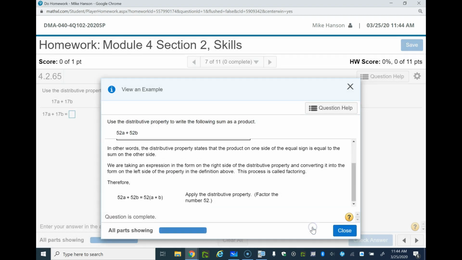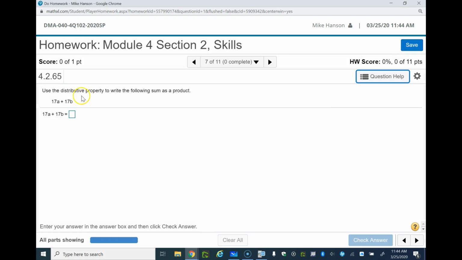So if I want to go backwards, if I have 52A plus 52B, if I actually take it out and put it back on the outside, do you agree that both of these equal each other? So if I distribute this inside, it's going to look like this. If I take the 52 out of both of these parts, it's going to look like this. So they pretty much want you to work backwards as far as the distributive property for this particular problem. That's pretty much all in section 2. So we're going to move to section 3 now.